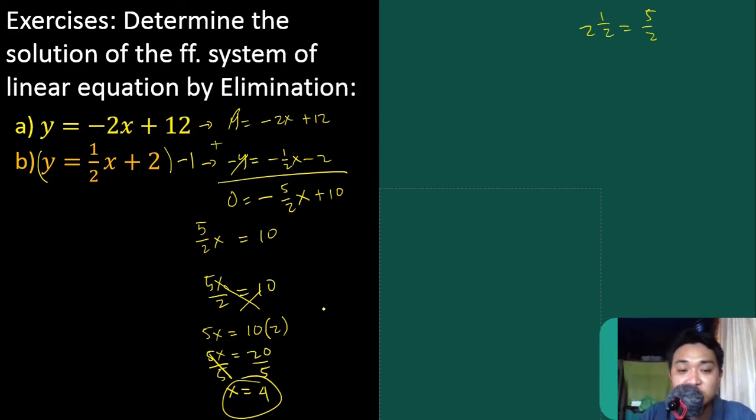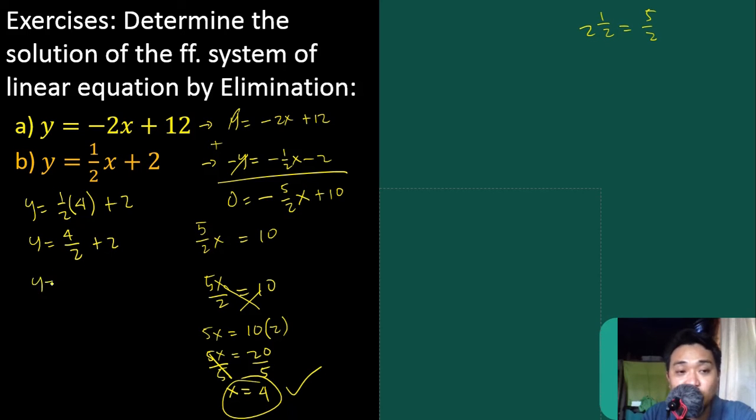Now, we're not yet done kasi kailangan pa nating hanapin yung value ni y. Again, to find the value of y, all we have to do is to substitute, ano? O kanina, ito yung ginamit natin. Subukan naman natin, ito naman yung gamitin natin. Tingnan natin kung pareho lang yung magiging result. So, we have y is equivalent to 1/2, the value of x is 4, plus 2. So, y is equivalent to 4 over 2, because 1/2 times 4 is 4 over 2, plus 2. Y is equivalent to 4 divided by 2 is 2, plus 2. Y is equivalent to 2 plus 2 is 4. And there you go. So we have the value of x is 4 and the value of y is 4.